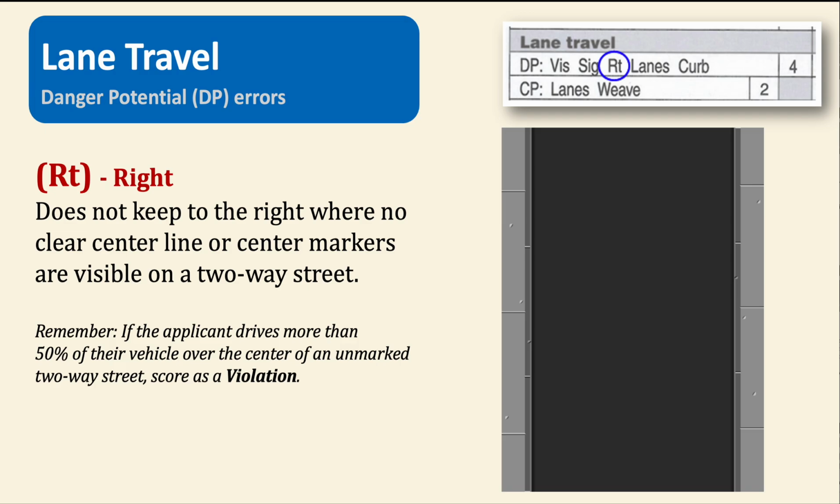Now remember, if the applicant drives more than 50% of their vehicle over the center of an unmarked two-way street, score it as a violation, kind of like this. They're driving more than half the car over here. You're thinking, that's the end of this test. You don't say that, you're thinking that in your head. You're like, oh, that's unfortunate. You scored a violation. All scoring stops. Take the most direct route back to the school.